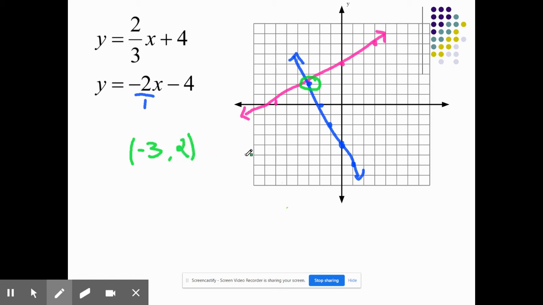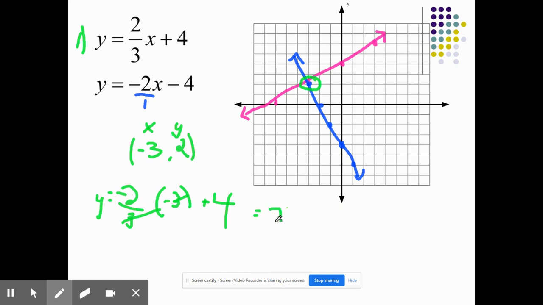Now, if you wanted to check your answer, you could just simply take this x value and plug it into your first equation and see, does it equal this y value? So let's try that. I'm going to have y equals 2/3 times -3 plus 4. And so my 3's will cancel out, but I'll still have a -1 here. So I'll have -2 plus 4, which will give me a +2, which is what this y value is, so that's correct.